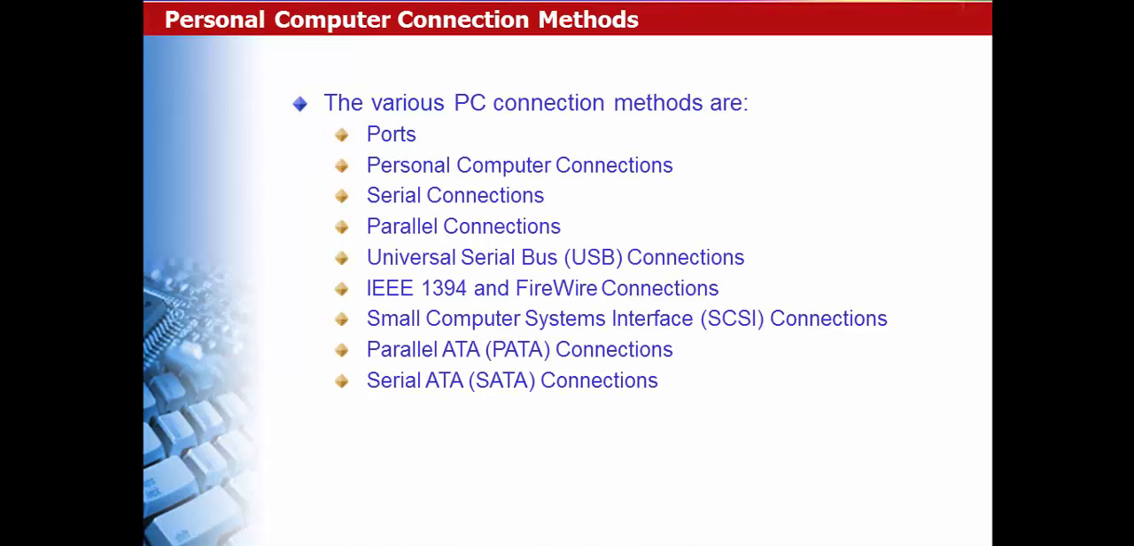These are the various components inside the PC, like ports and various PC connection components. There are serial connections, parallel connections, USB connections, universal serial bus, and FireWire, which is outdated and no one is going to use. Out of all these, USB is the most commonly used.